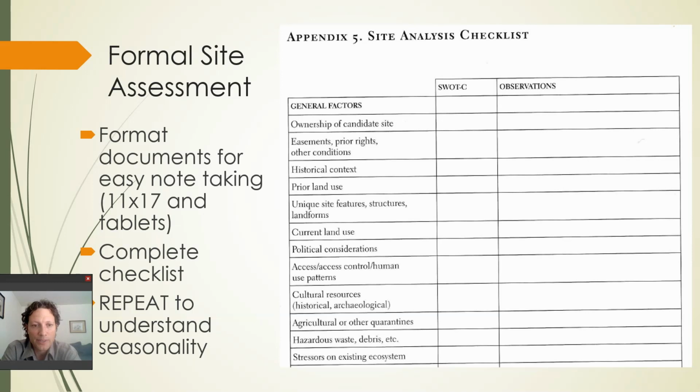When you're doing this, it's important that you complete the checklist. You print things off in a way that it's really easy to take notes, and that you perhaps repeat this activity a couple times throughout the seasons. So, a site does not look the same in winter as it does in high summer. And that might be a really important distinction to make when you're talking about restoration potential.